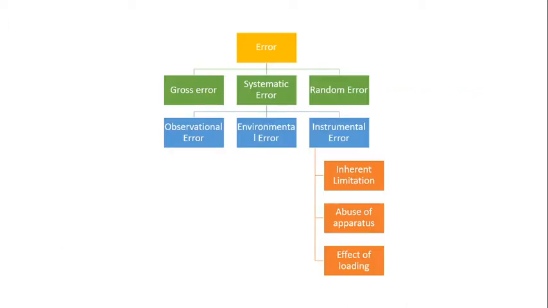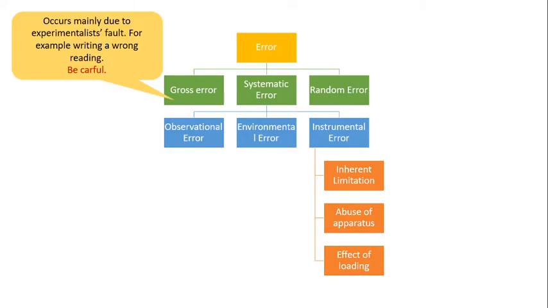Now, this is the hierarchical tree of error. This is how errors are classified. Now, let us briefly talk about each one of them. Gross error. Gross errors occur mainly due to the experimentalist's fault. For example, writing a wrong reading. And the only way to avoid gross errors is to become very careful.